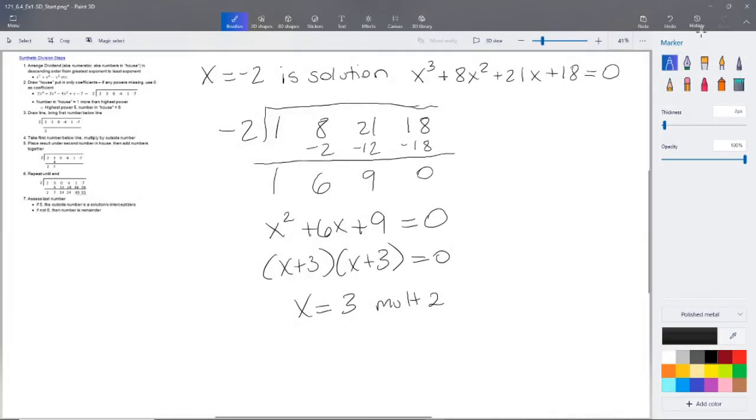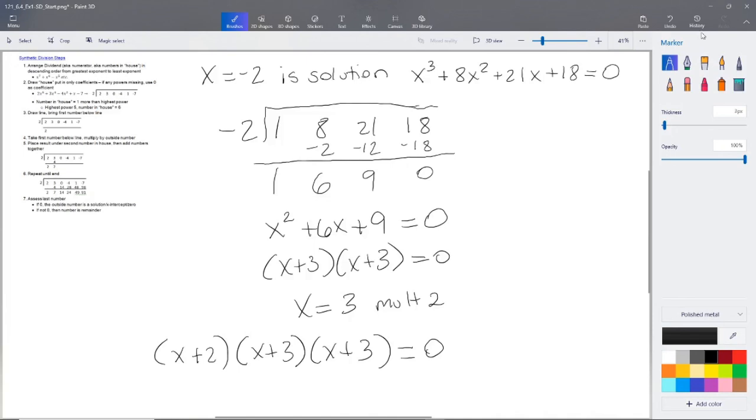And that's it. We just did our synthetic division, and we just found the other two zeros, which tells us that we could take the beginning here, this x cubed plus 8x squared plus 21x plus 18, and rewrite it in a slightly different format. And that format would be this, right? We know that x plus 2 is a factor, so when we set it up here, we would have x plus 2, then x plus 3, and another x plus 3. And that is exactly the same as x cubed plus 8x squared plus 21x plus 18.